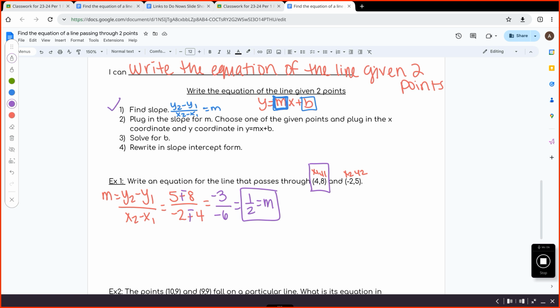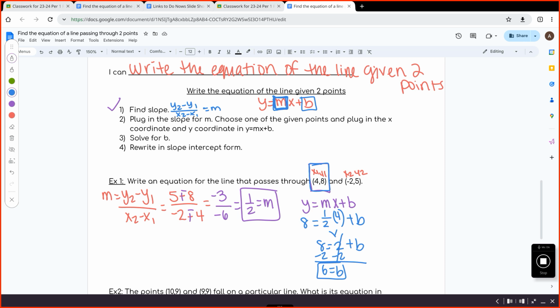Now step 2, we're going to plug in the slope, pick one of the points, and plug in the x and y into y equals mx plus b. So m is now replaced with 1/2, x is replaced with 4, and y is replaced with 8. I got those again from this ordered pair here. x is 4, y is 8 in that ordered pair. Okay, and now I'm solving for b. So 1/2 of 4 is 2. Minus 2 on both sides, we have 6 is equal to b.